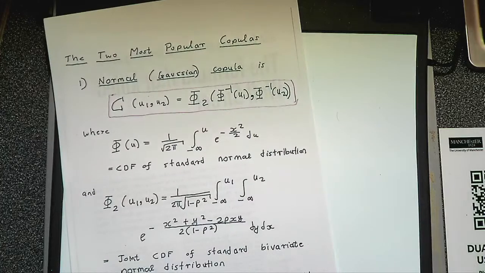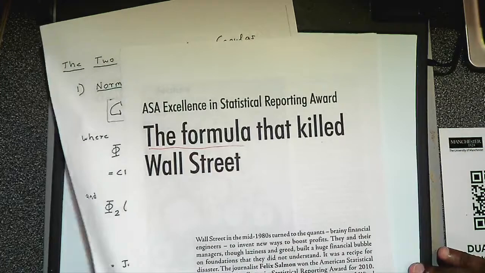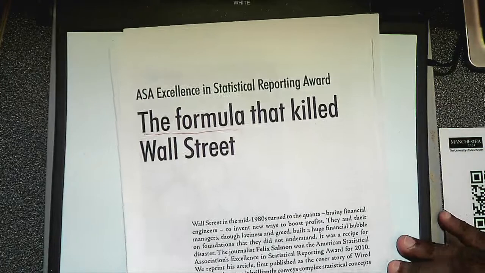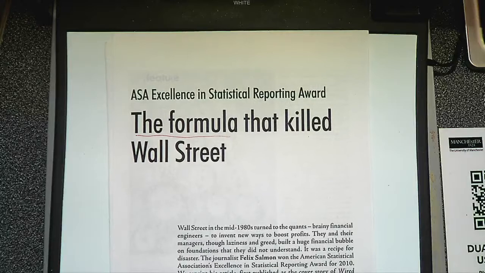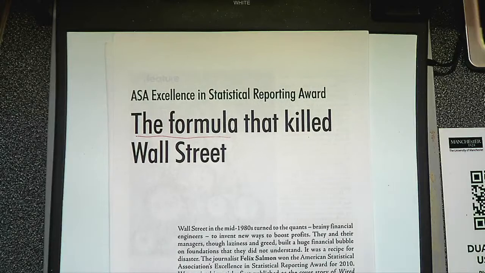I think I gave a copy of this paper. There was a paper that was written about this. You might have seen this paper. It says the formula that killed Wall Street. The formula that it talks about is the Gaussian copula. It says the use of the Gaussian copula led to the markets crashing around the world, not just on Wall Street. So you should look at it.